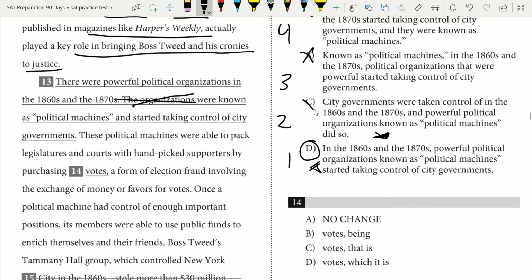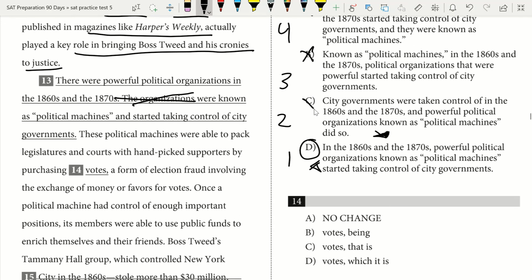All right, these political machines were able to pack legislatures and courts with hand-picked supporters by purchasing votes. And then I have a comma here, so I know I have to have a dependent clause after it: a form of election fraud involving the exchange of money or favors for votes. And keep in mind, I said I have to have a dependent clause after because I didn't have a FANBOYS conjunction right here. That's how I knew that. And that is a dependent clause after, so that works perfectly. Okay, so the answer for 14 is going to be A.